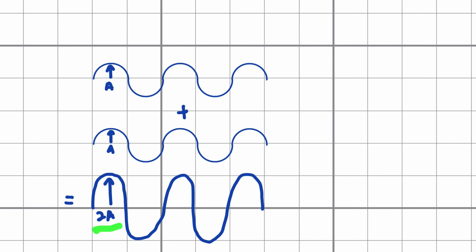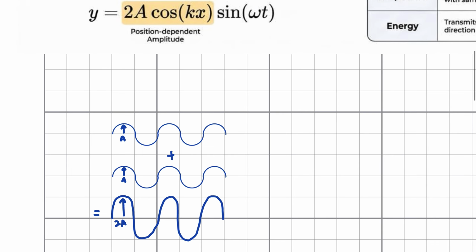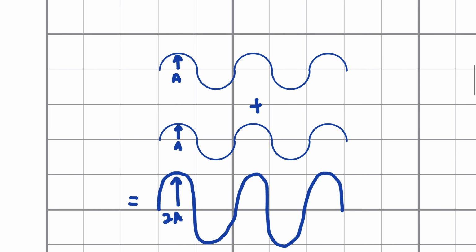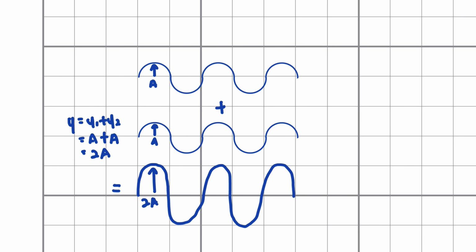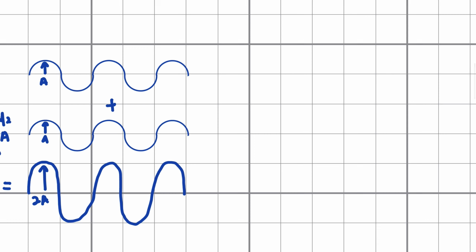How do we get 2A? From the principle of superposition, which states that y is equal to y1 plus y2. In this case, the first amplitude is A and the second amplitude is A, so you end up with 2A here. This is for constructive interference. So this is the resultant wave. Now, how about destructive interference, fully destructive?